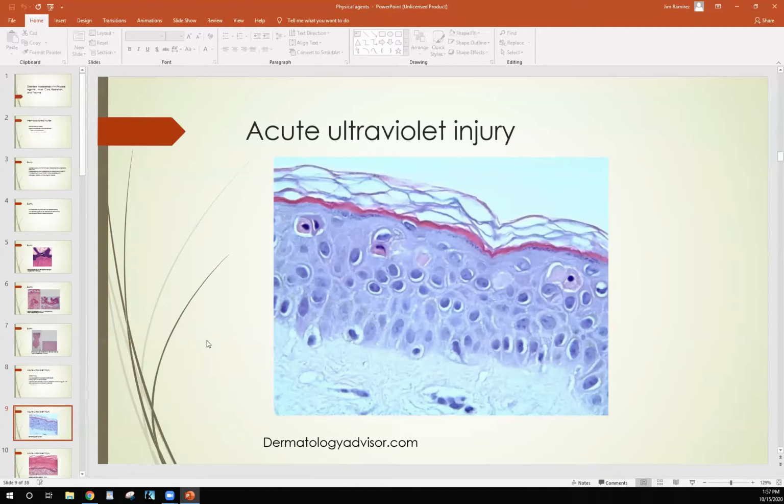So here's an example of sunburn cells, acute ultraviolet injury. You can see these necrotic cells throughout the entire thickness of the epidermis, and that distinguishes it from the classic interface dermatitis where we usually see just the necrotic keratinocytes localized to the basal layer.